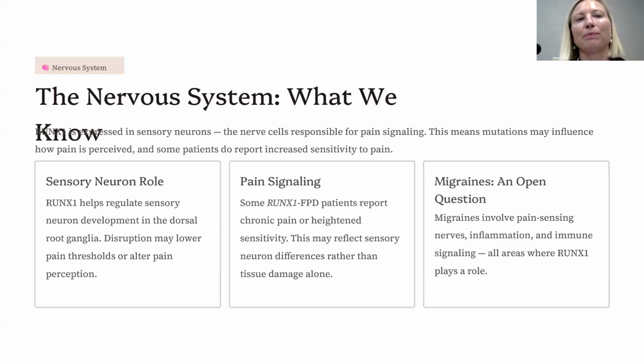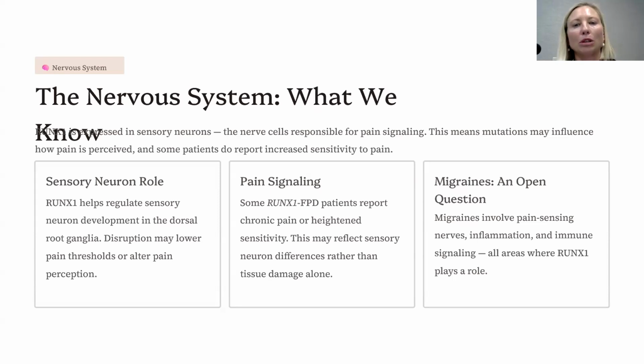All right, the nervous system. So RUNX1 is expressed in sensory neurons, which are responsible for pain signaling. And this may mean it influences how you perceive pain. And we're not sure whether it goes one way or the other, whether you're more sensitive to pain or less sensitive to pain. That's unclear, but I just want to briefly acknowledge that we've heard a lot of members in the community struggle with migraines, and we're starting to track that in our RUNX1 patient data hub. And there might be some connection here.